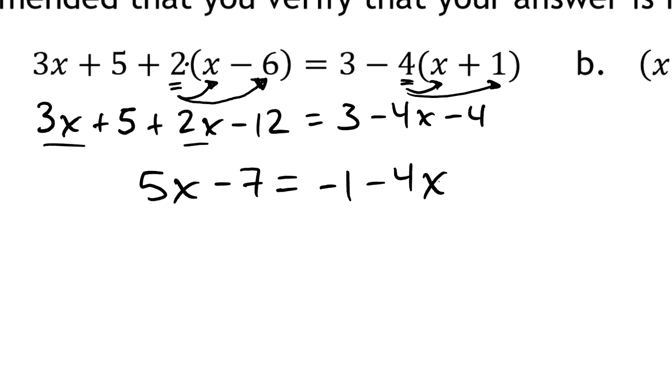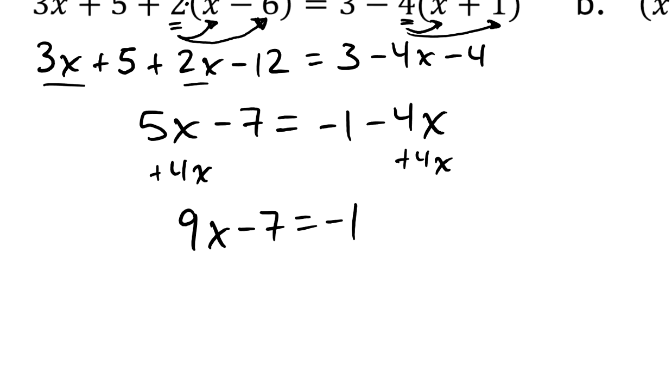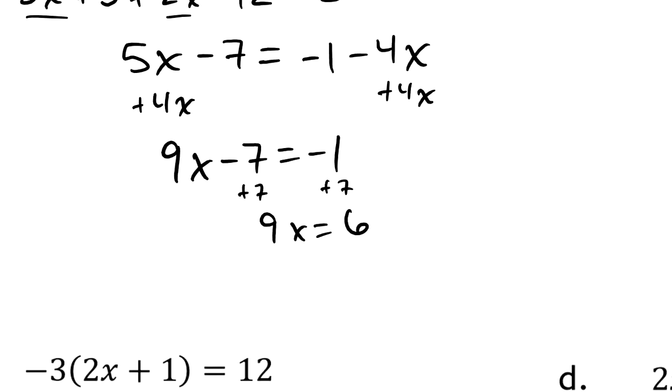And if I go ahead and, I guess I'll add 4x to each side. And when I do that, over on the left-hand side, I end up with 9x minus 7. That equals negative 1. And I'm going to add 7 to each side. And when I do that, I have that 9x is just 6, right? Negative 1 and 7 is 6. And then to conclude, we'll divide both sides by 9.